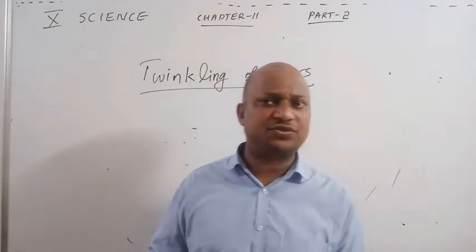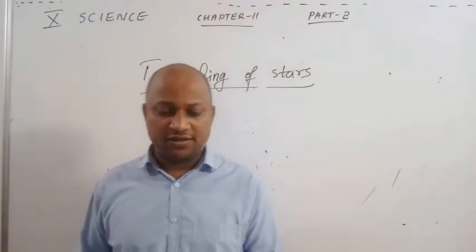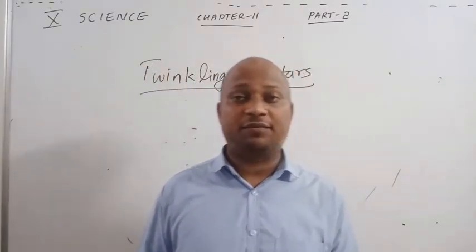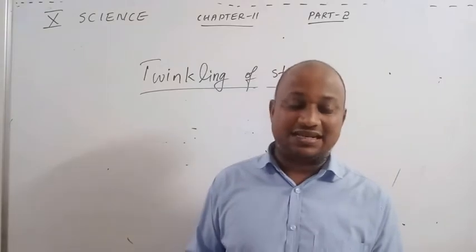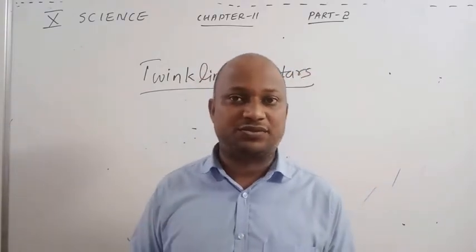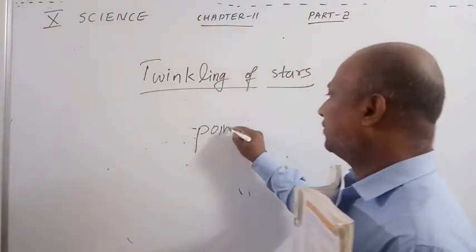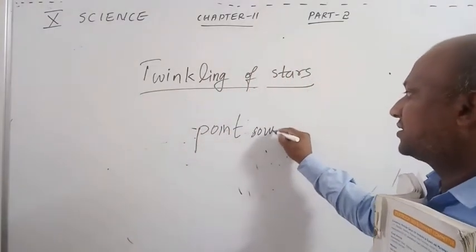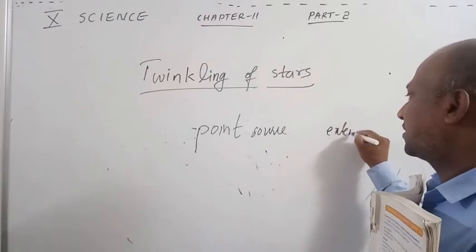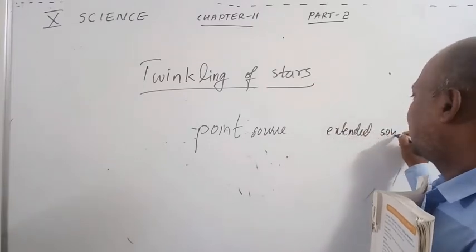Then why don't planets twinkle? Why doesn't the moon twinkle? The planets are much closer to the Earth and are thus seen as extended sources, not point sources. So there are two things here to understand. One is a point source. So one of the reasons behind this is point source and extended source, a large source.